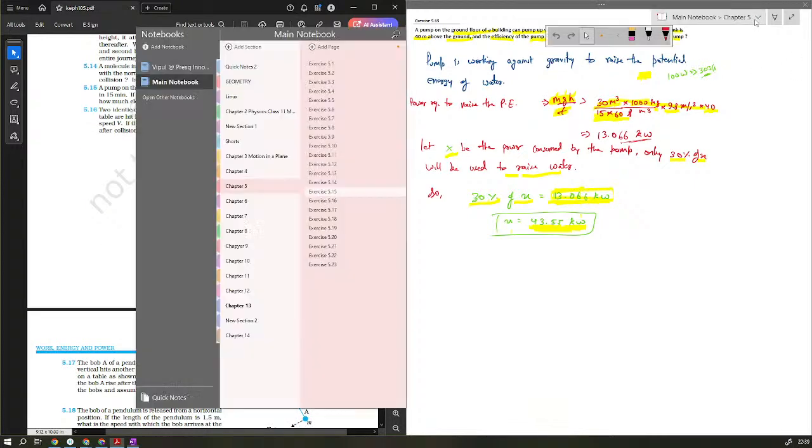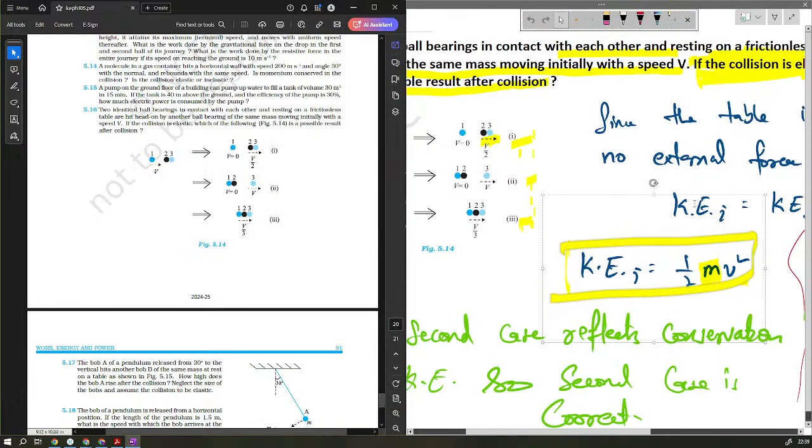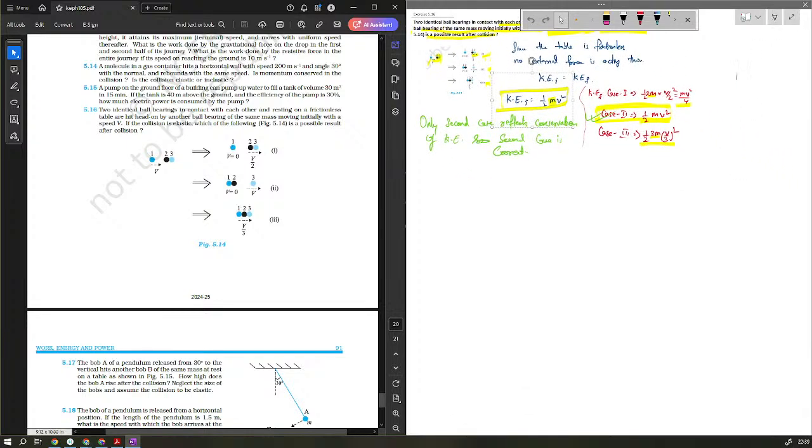So the section question is, two identical ball bearings in contact with each other and resting on a frictionless table are hit head on by another ball bearing with the same mass moving initially with a speed v. If the collision is elastic, which of the following is a possible result of the collision?